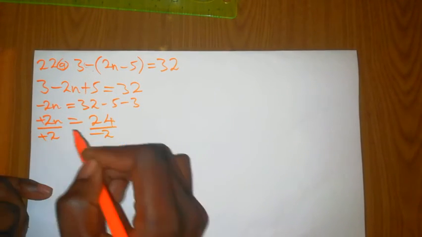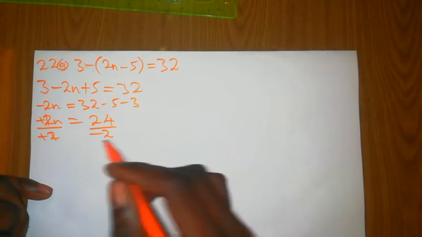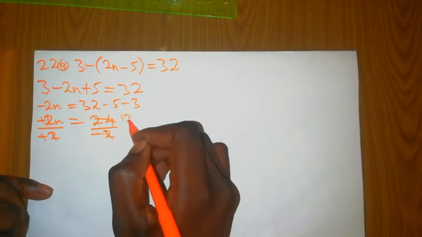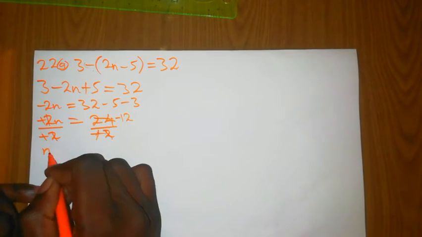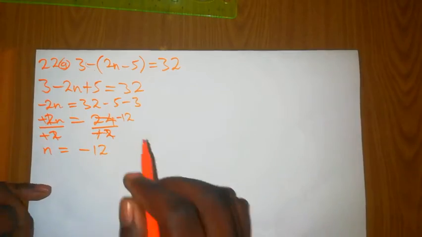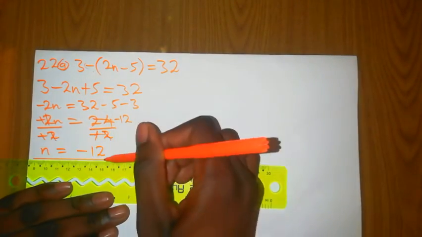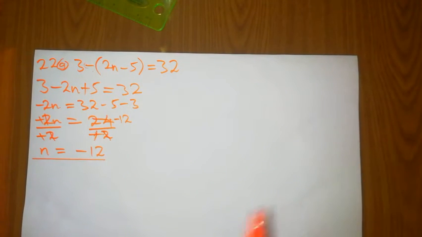I'm doing these workings with you so that you learn how to minimize your mistakes. So it's 2 into 24, that's 12. You didn't cancel that negative, so I'm going to put it there. So your n is equal to negative 12. That's your answer. So basically I can say we are done with our equations. These are linear equations. We are now moving on to fractional equations.